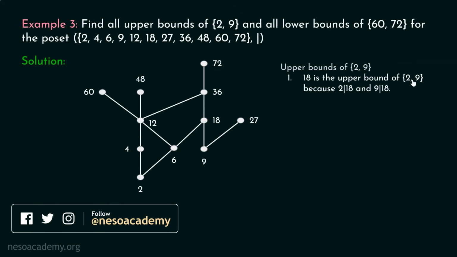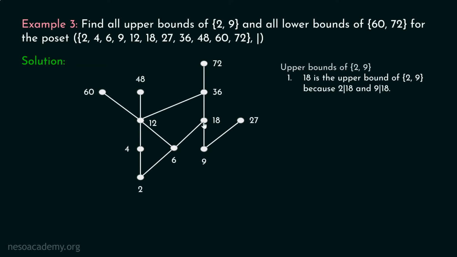18 is the upper bound of 2, 9 because 2 divides 18 and 9 divides 18. Obviously, you can see that 18 is the common point between 2 and 9. There is a path from 2 to 18 and 9 to 18. In other words, I can say that 2 is related to 18 and 9 is related to 18, right? Or we can also say that 2 divides 18 and 9 also divides 18, right?